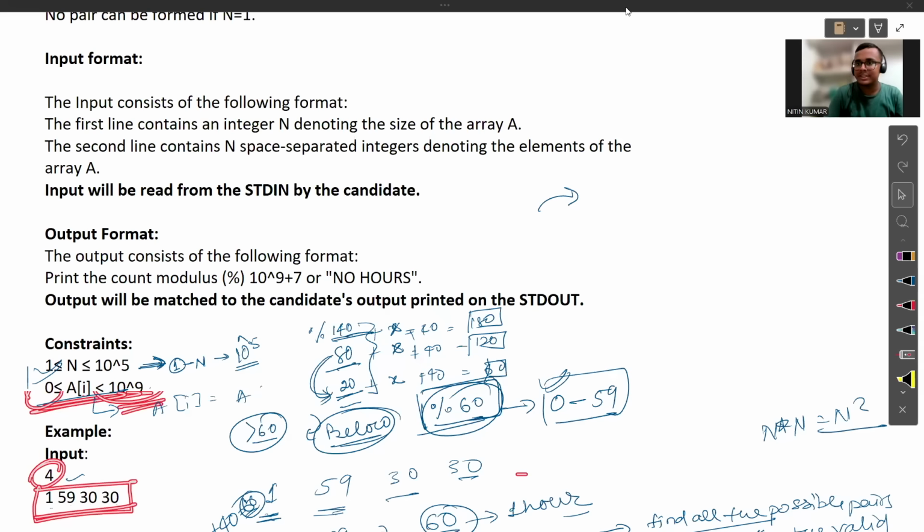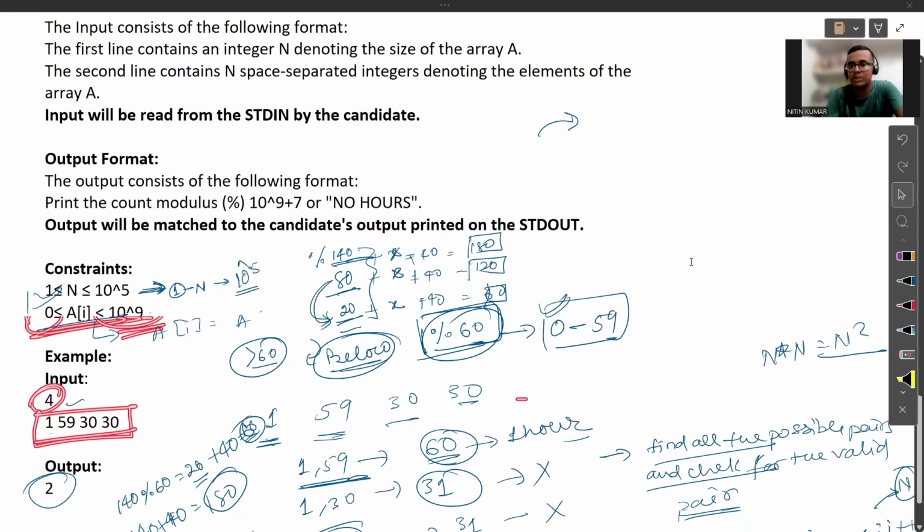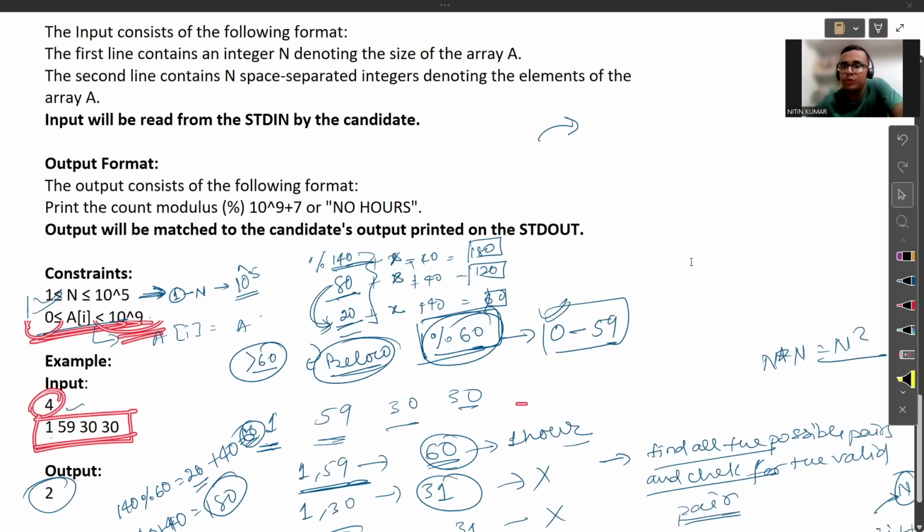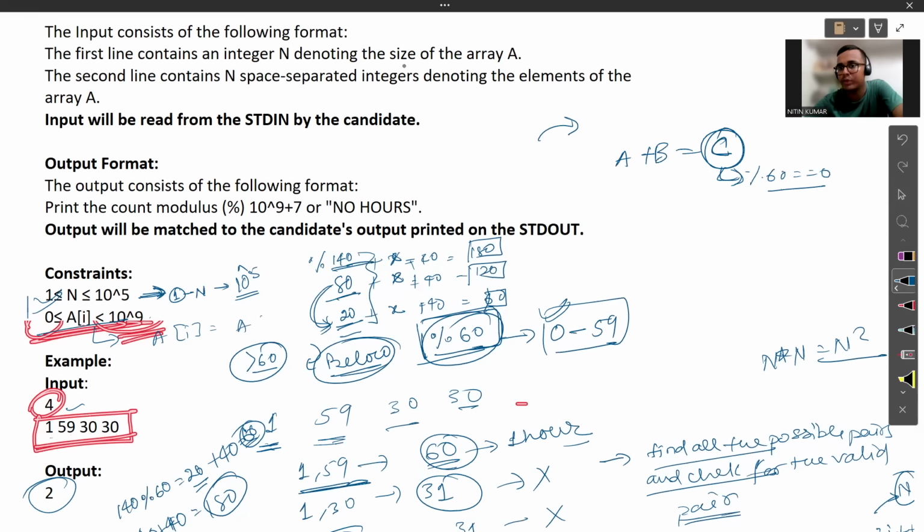So the solution is the same. You can see what solution we are applying. We want to find the sum of the pair. Let's say the pair would be A plus B, and the total sum we want is something like C. We know what this C is, it is a multiple of 60. That means whatever the number could be, it should be completely divisible by 60. That is one thing we know.